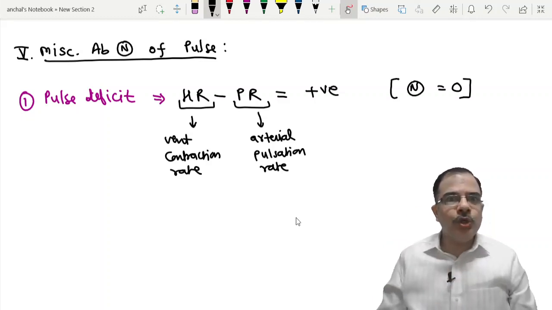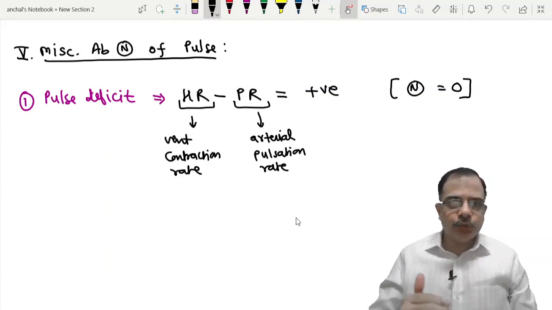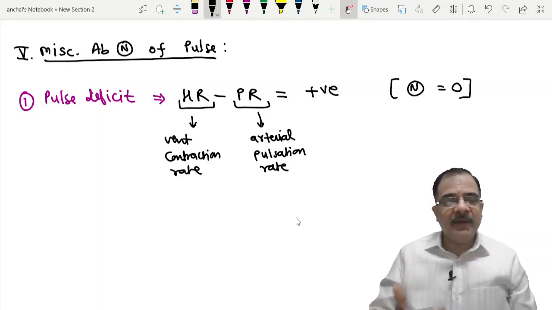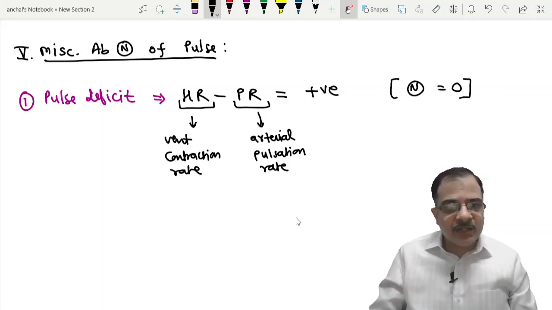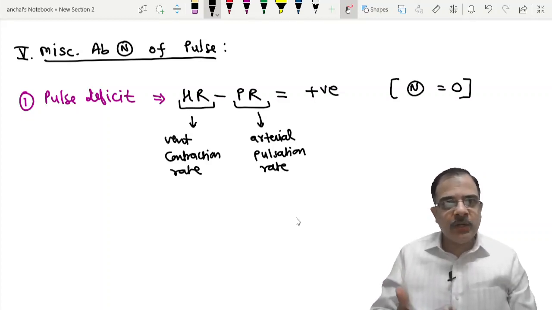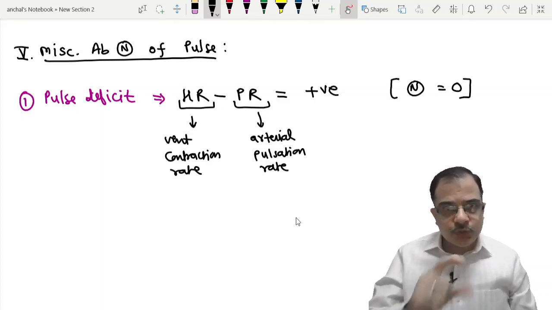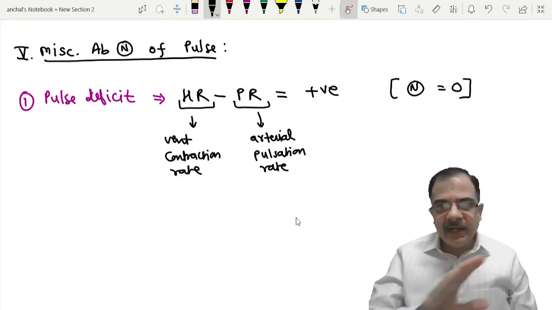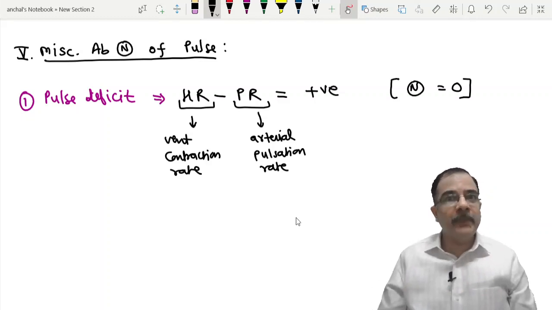So why will the stroke volume be less occasionally? Because the ventricle does not get proper time for blood filling. The ventricle contracts very fast. So when the ventricle does not get time for adequate blood filling and then contracts, the stroke volume will be so low that it will not be translated into the pulse. So this is the meaning of a pulse deficit.